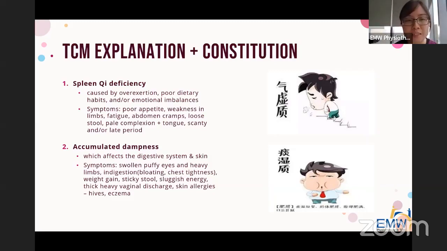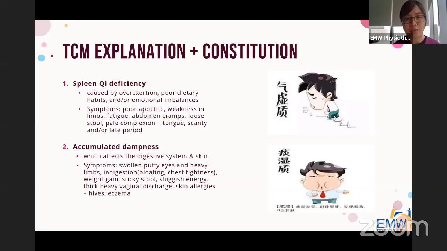And then you are probably not eating properly, not eating well in terms of your food selection, and also the timing, whether you choose to practice mindful eating, like what I've mentioned in our previous IBS talk. So when we are not focusing on how well we eat, it's going to affect both the physical and the mental. So the symptom presentations would be like poor appetite, you don't have the desire to eat, and weakness in your limbs, because the spleen governs the muscles as well. So when there isn't good spleen movement and function in the body, it actually causes weakness to the muscles as well. Fatigue, abdominal cramps, loose stool, pale complexion.